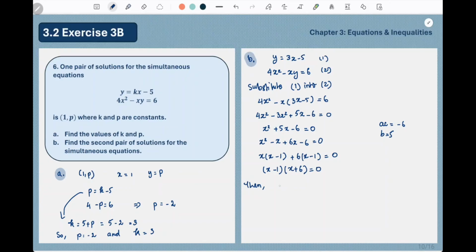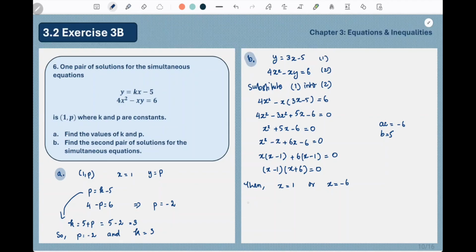Then x is equal to 1, or x plus 6 equals 0, so x is equal to minus 6. And indeed, x is equal to 1 because we know that one of the pairs of solutions is 1, p. So I'm not interested in x equal to 1 because I need to find a second pair. So I'm going to find a y for x equal to minus 6.